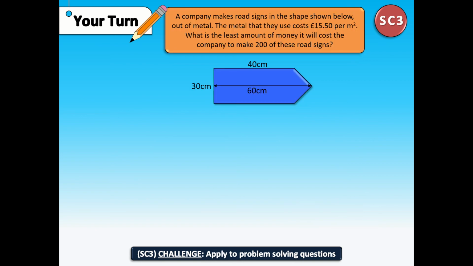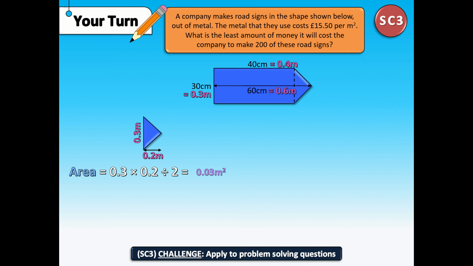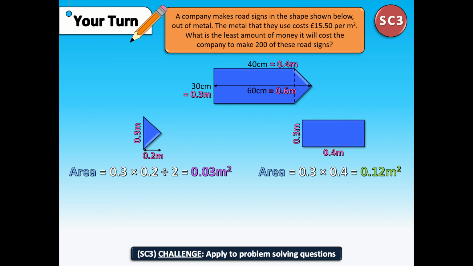For the amber question, make sure we convert each of the measurements into meters first. And then if we separate the shape into a rectangle and a triangle, and work out the triangle first of all, so it's got a base of 0.3 and a height of 0.2, so its area will be 0.03 meters squared, and the rectangle will have an area of 0.12 meters squared.